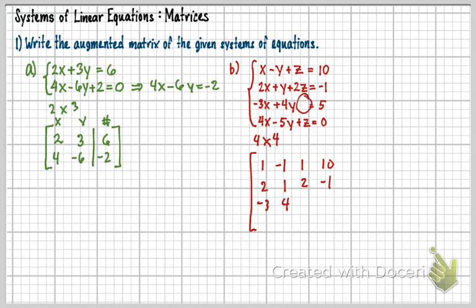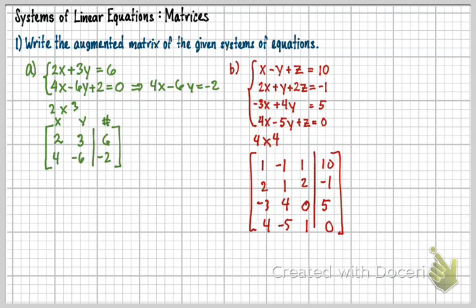And then notice here, I don't have a z here. So that means I'm going to put a 0 there. And then I have a 5 as the last entry in that third row. And then for the last one, it's going to be 4, negative 5, 1, and 0. So there's going to be my augmented matrix.